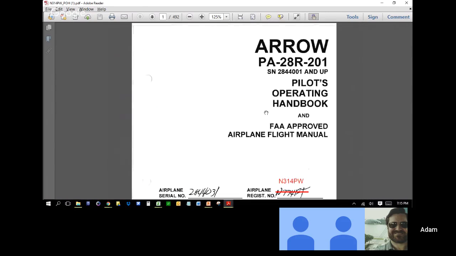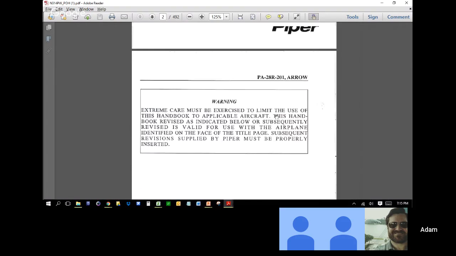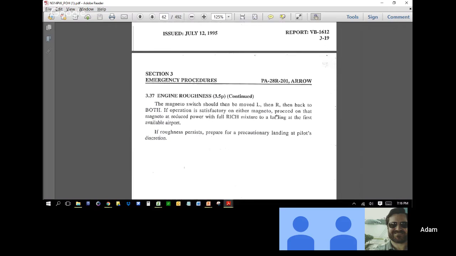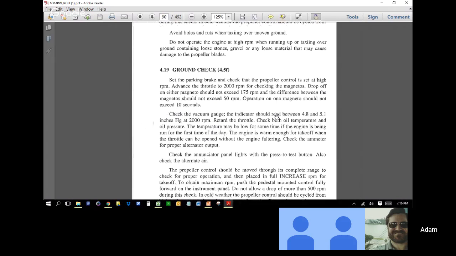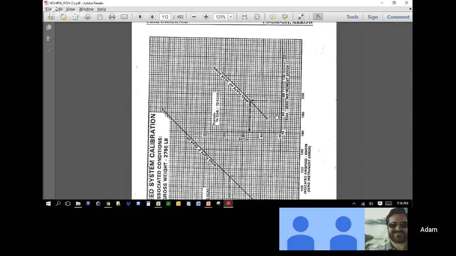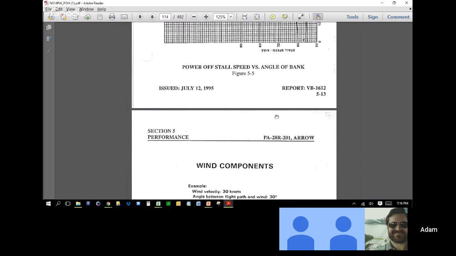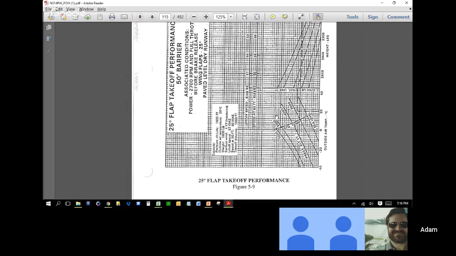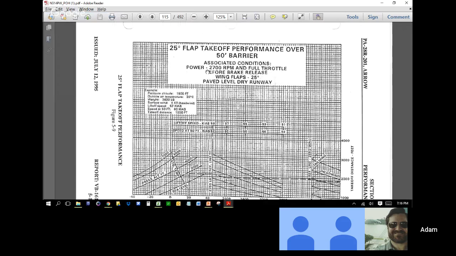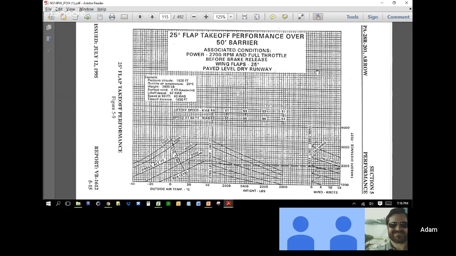All right, here's another aircraft operating handbook. And the short answer to your question is yes, and I'll show it to you. Okay, let's see. All right, this is kind of an eye chart, but let's look at it here. So this particular performance chart is a 25-degree flap takeoff.